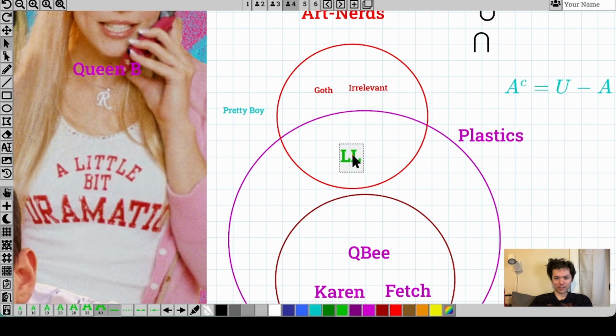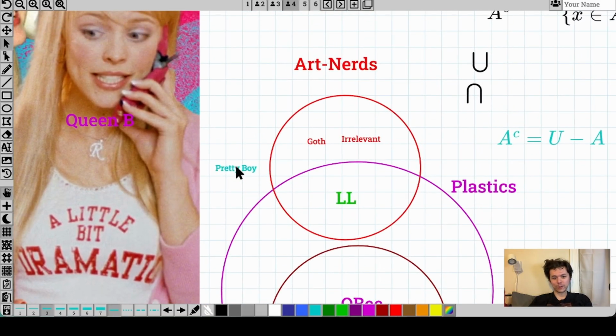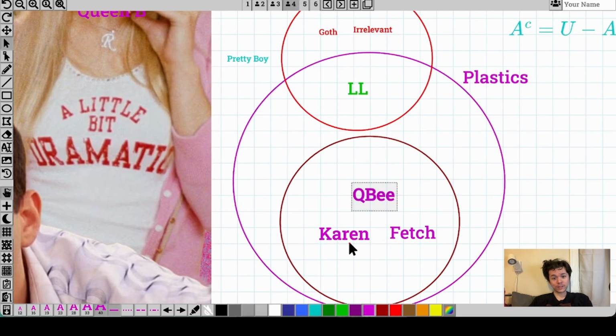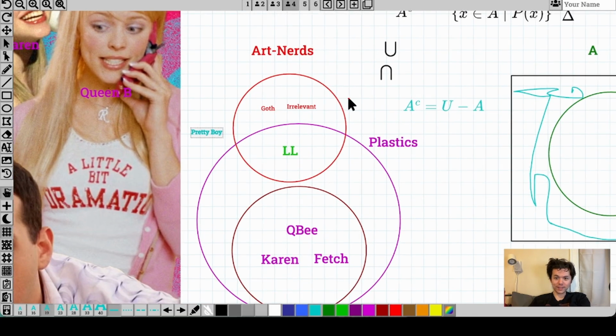So if you take the complement of the plastics, everyone who's not a plastic, we get a new character. Exciting. We get Pretty Boy, whose name I could not tell you. I saw the movie yesterday, and I can't tell you the name of the actor or the character, but what you need to know is that he's a pretty boy kind of love interest in the movie. You have a teen girl protagonist, you have to have some love interest somewhere. And so the complement of the plastics is the union of pretty boy, goth, and irrelevant. The complement of the art nerds is old plastics, and then you add in Pretty Boy.